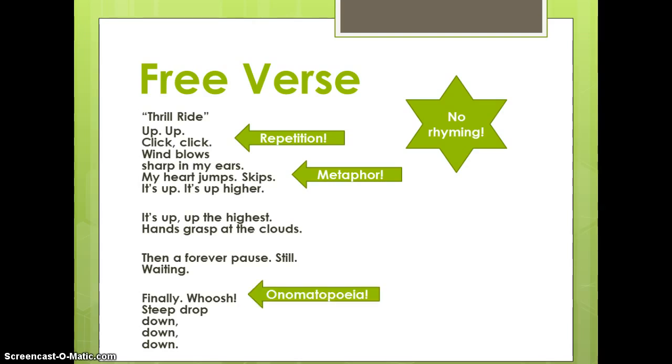What about an onomatopoeia? Whoosh! That's the sound a roller coaster makes as it drops. So we know whoosh is a word that sounds like the word it's describing. Whoosh. So this is a poem, and it's a poem in free verse. And this poet didn't need rhyme to create meaning. She used lots of different poetic devices and form to convey that.